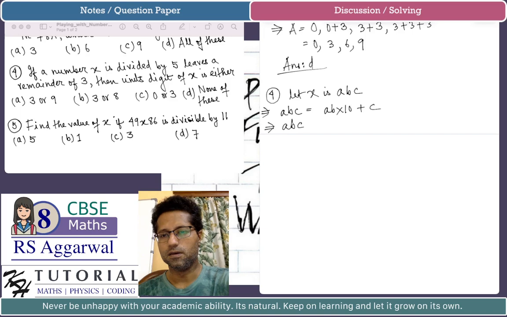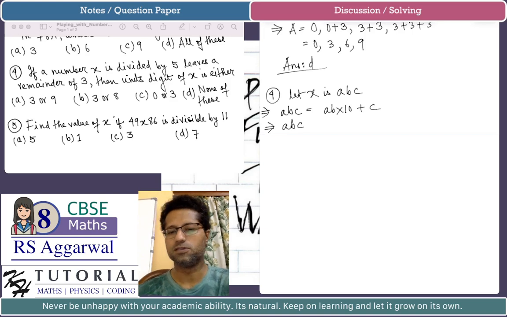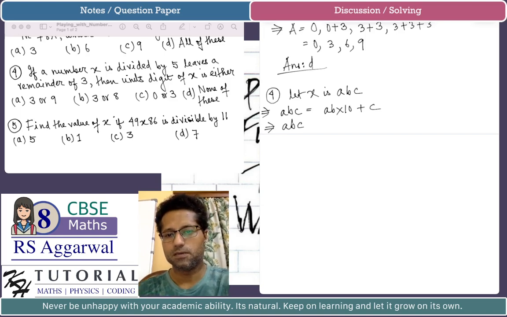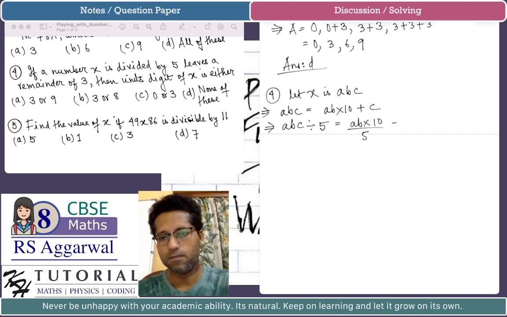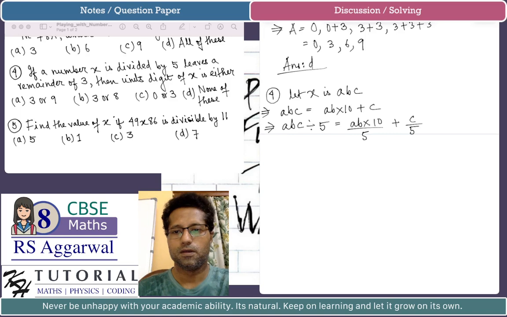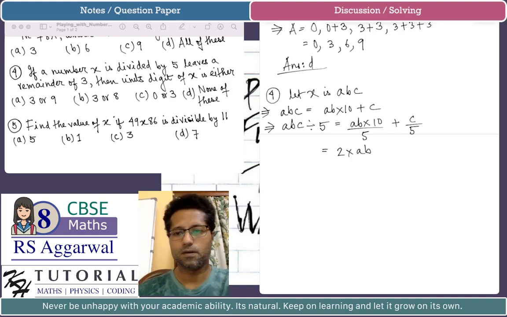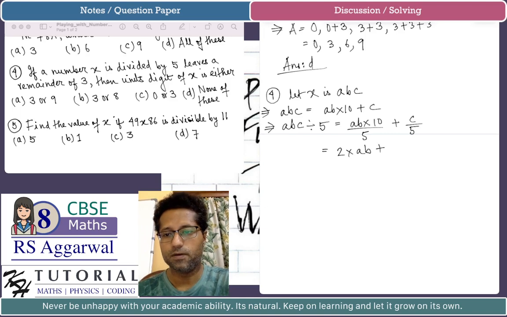So ABC, if I do a little bit of expansion using the general form, it will be AB into 10 plus C. Let the number be x, which is ABC. If I divide the number by 5, it will be AB multiplied by 10 divided by 5 plus C divided by 5. Now this is equal to twice of AB, where AB is the 2-digit number, plus C divided by 5.